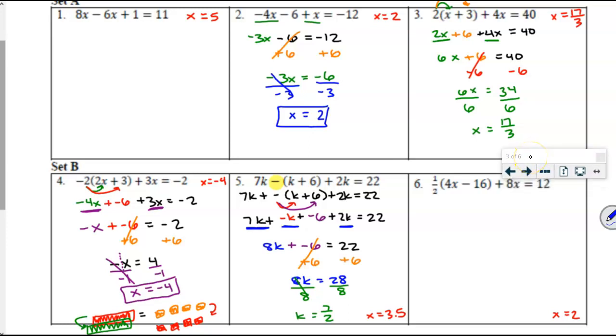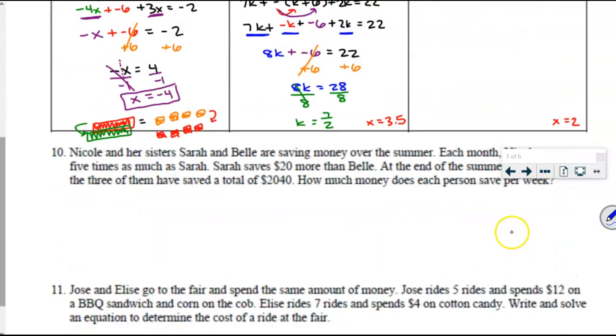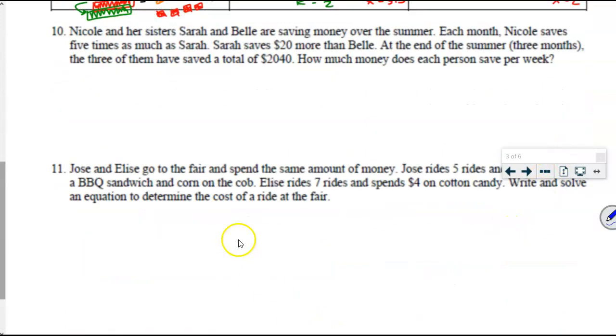If you struggled with number 1 and number 6, the answer key is in Canvas. The answer key includes all of the work shown, all of the baby steps. So if you're struggling with those, you can check the answer key there. Let's go over 10 and then 11.